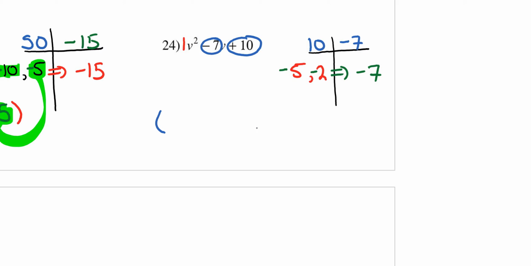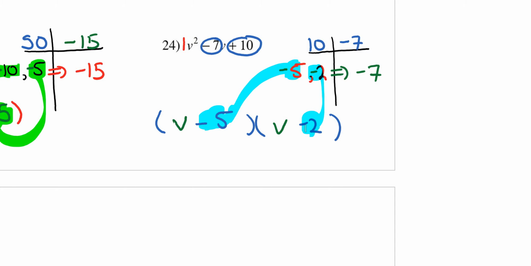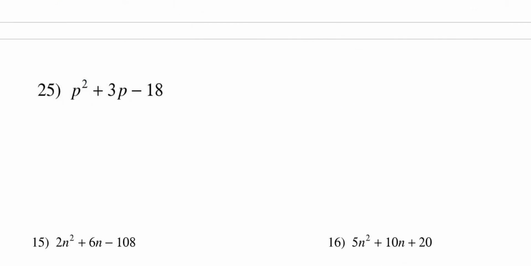All right, now we set the brackets here. This is going to be p, sorry, not p, but v. All right, so v times v gives you the v squared. And then we need the minus 5 and the minus 2. So there's my minus 5, and there's my minus 2. All right, let's do one more here.